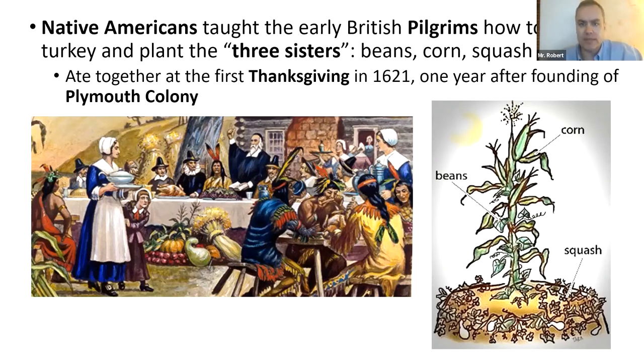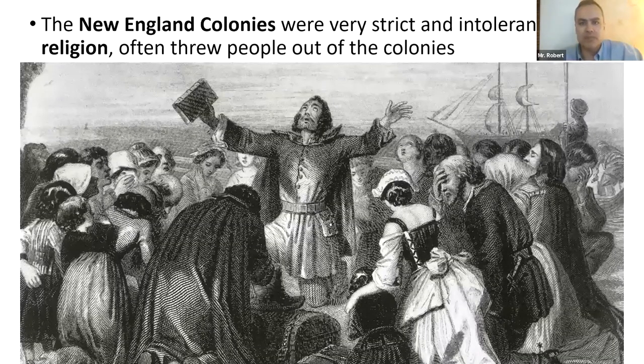One year after the first landing. As you know, the New England colonies are very strict and very, very intolerant. They were not tolerant about religions. If you did something against their religion, they'd throw you out of the colony, right? And this happened all the time. In fact, that's actually one of the reasons why a lot of the other colonies started, like Rhode Island and some of the other colonies, people that got thrown out of Massachusetts, you know?